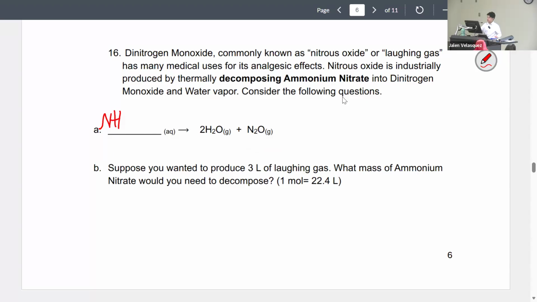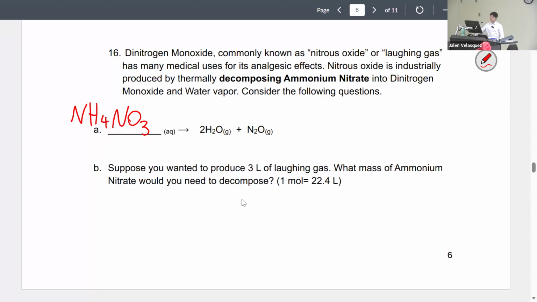Good. NH4NO3. Gosh, NH4NO3, right? So you take that, you give it a bunch of heat, it decomposes or breaks down into water, which we don't care about, and the N2O, which is laughing gas, right?